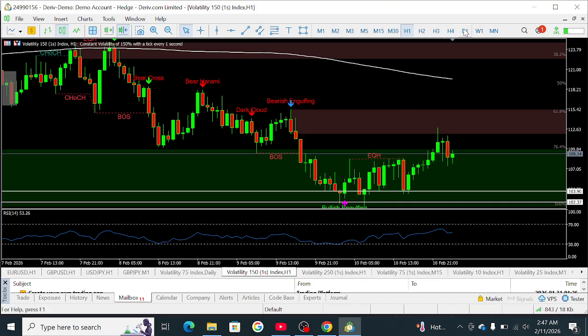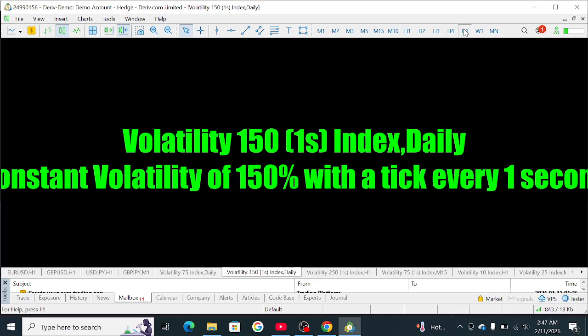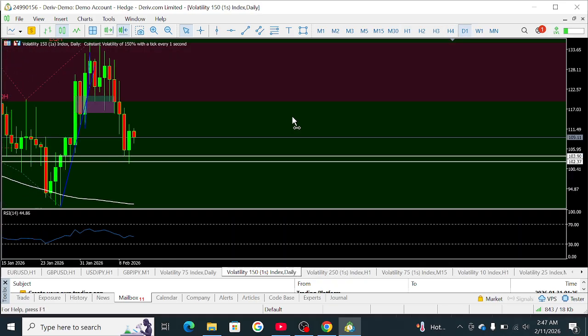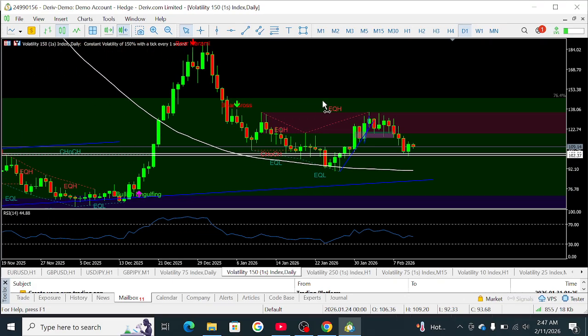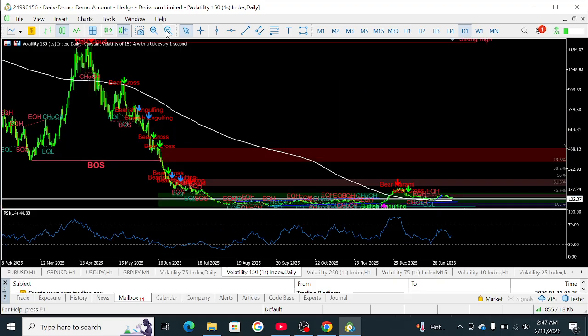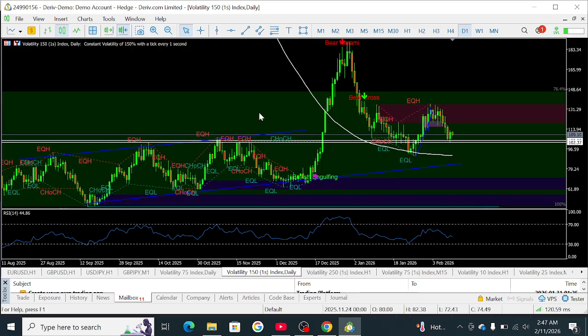First of all, I checked my daily time frame. Normally, because we are day traders, I check my daily time frame. What was my daily time frame saying? If I zoom in properly, you will understand that my daily time frame is showing a bullish mitigation block, like as it is here.